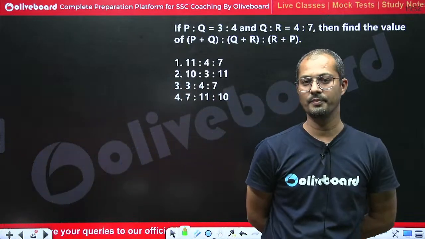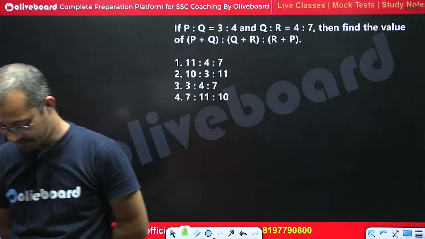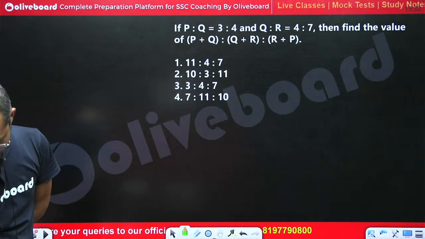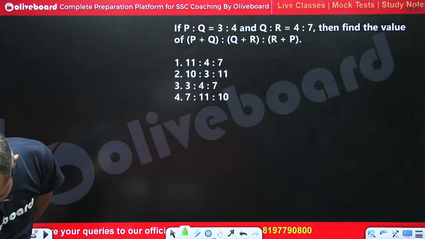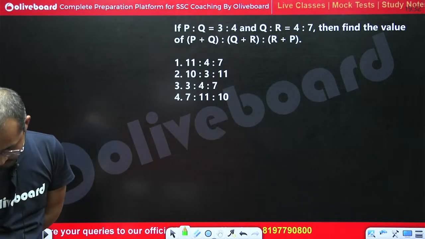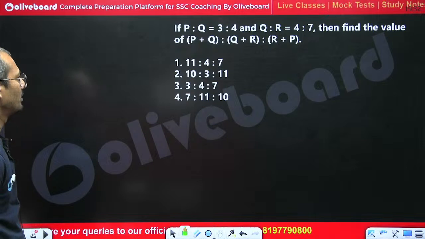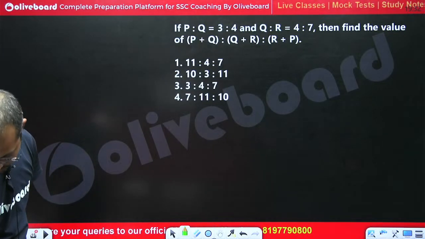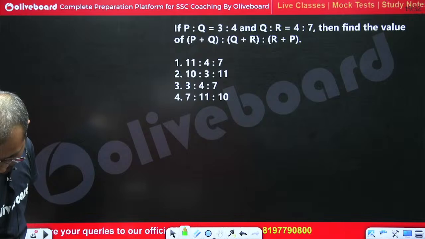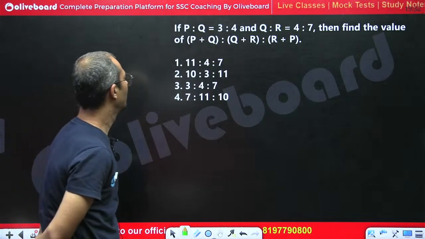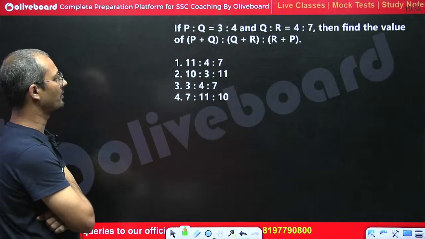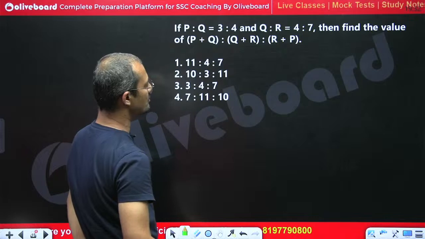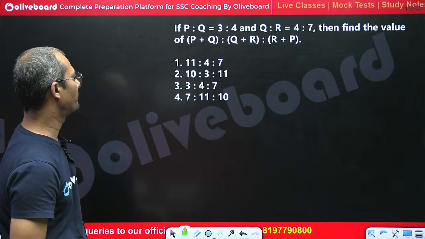Now tell me what would be the answer of this question. Okay. We are given P is to Q is equal to 3 is to 4 and Q is to R is equal to 4 is to 7. Then find the value of P plus Q.